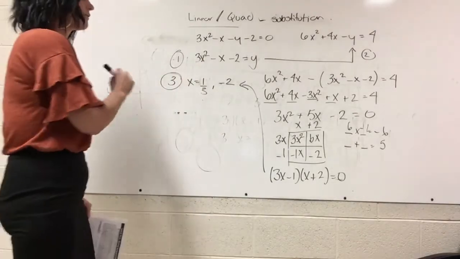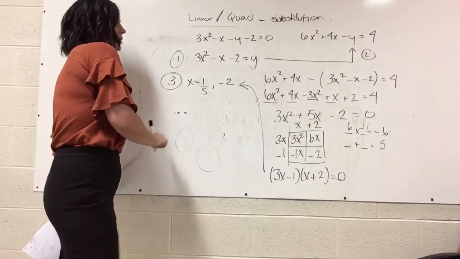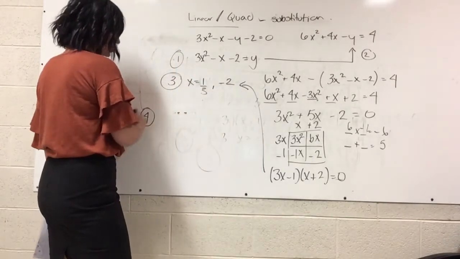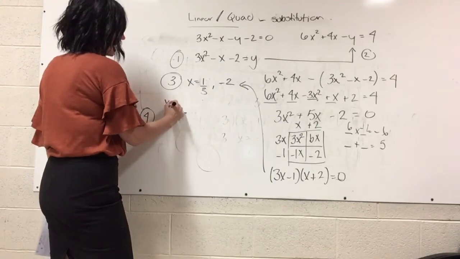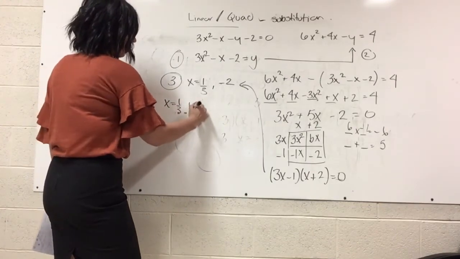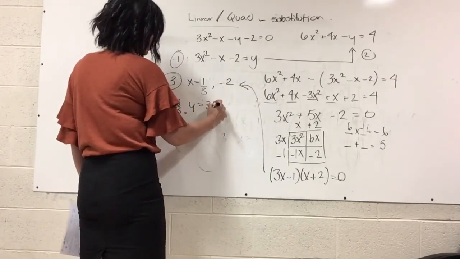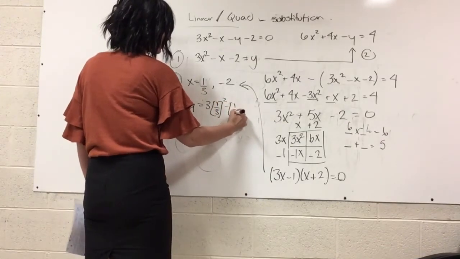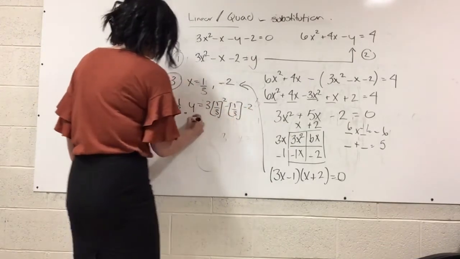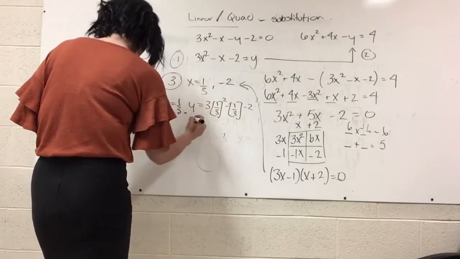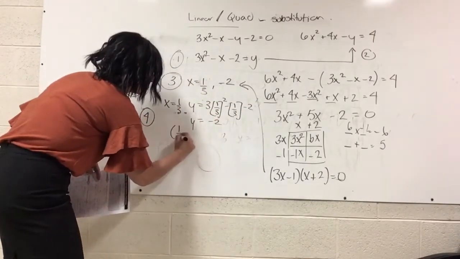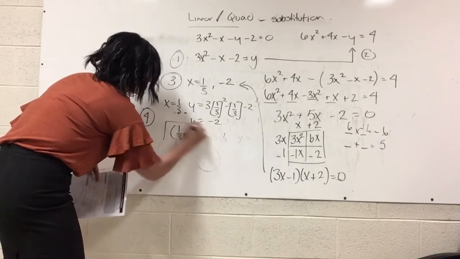Now I need to solve for y. Remember, you will always have an equation here already set equal to y, and I need to do it for two separate things. So when x equals a third, y equals 3 times a third squared minus a third minus 2. And this one ends up being negative 2. So I get a point at a third and negative 2. That's one of my answers.